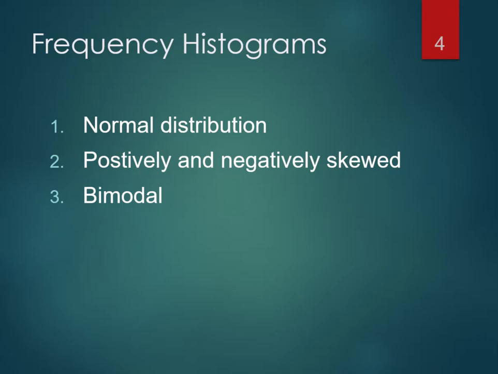Frequency histograms, we're going to talk about the normal distribution, how it looks like a bell curve. And then we're going to talk about positively and negatively skewed, as well as bimodal. Positively skewed means that the mean is pulled to the right side of the distribution, whereas negatively means it's pulled to the left. Bimodal means there's two modes.